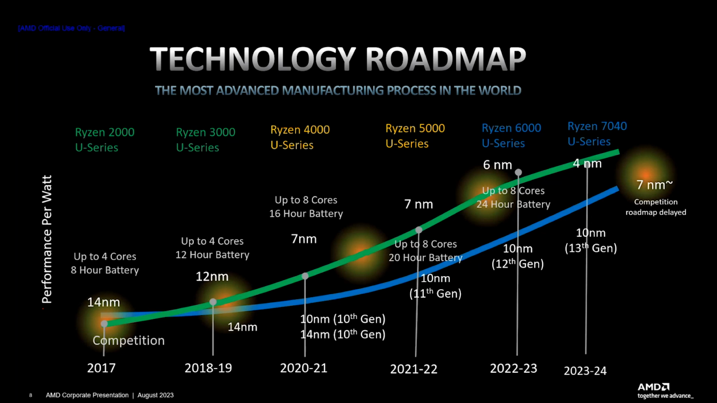If you see in Intel, they are using... Actually, here the green line is AMD, the blue line is Intel. You can see my screen, right? If you see the 13th generation in Intel, they are using a 10 nanometer processor. Still they are using a 10 nanometer processor. Here in our Ryzen 7000 series processor, we are using a 4 nanometer processor.